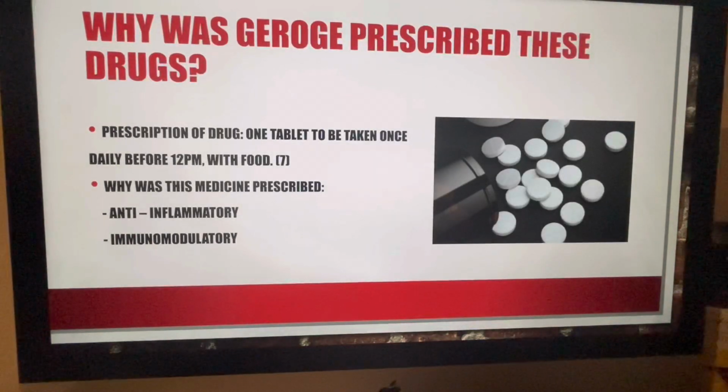Why was George prescribed these drugs? Prednisolone is part of a group of drugs called corticosteroids, specifically a glucocorticoid, which has both anti-inflammatory and immunomodulatory properties. Immunomodulatory meaning that it can either downregulate or upregulate the immune system. Glucocorticoids are naturally produced by our adrenal glands. One of the hormones that it produces is cortisol. However, glucocorticoids can also be synthetically made and can either be taken via injections or orally. In George's case, he is taking them orally.